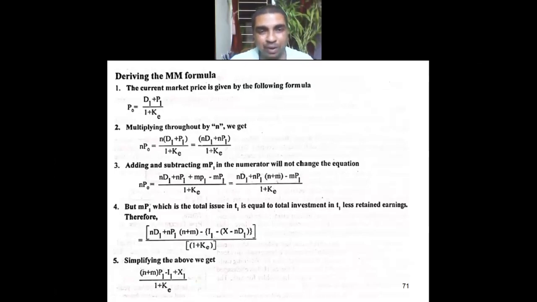But the mP1, which is the total issue of new shares in time period 1, is equal to the investment in time period 1 less the retained earning. So the firm is assumed to be making some investment, and investments are made out of its earning.